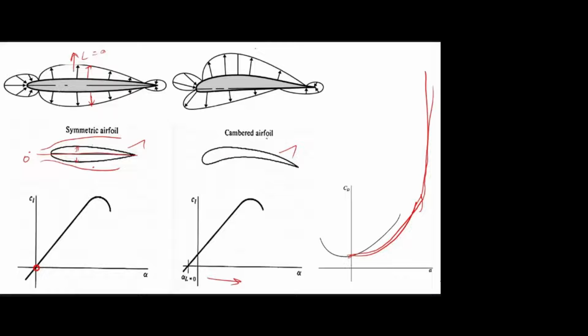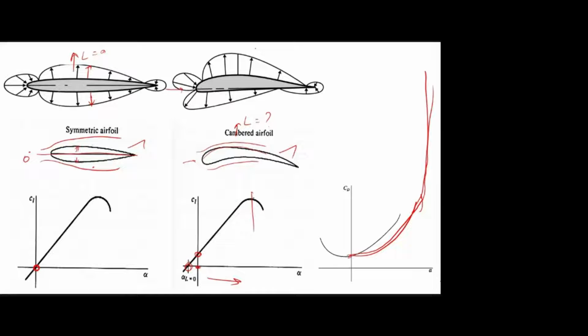But if you take the cambered airfoil, even at 0 degree angle of attack, because of this curved surface, there will be flow acceleration on the upper surface and deceleration on the lower surface. Because of that, there is a net pressure difference and there will be a lift. So at 0 degree angle of attack, there will be a finite lift for the cambered airfoil. And this cambered airfoil will produce zero lift only at some negative angles. And both airfoils stall at a particular angle.